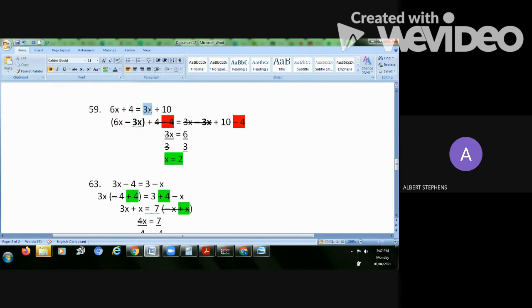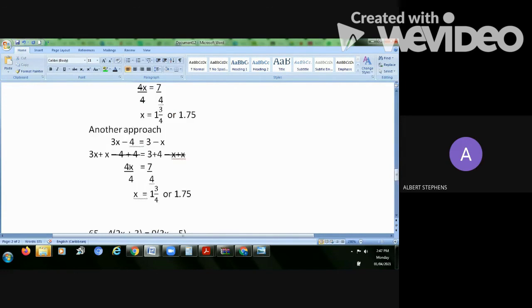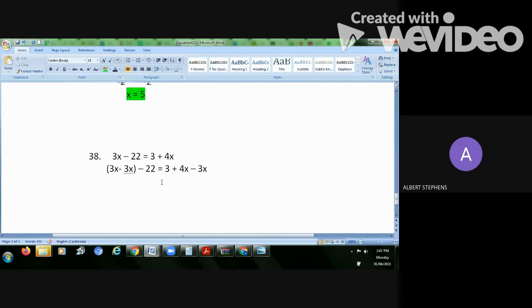I want this 3x to be on the left hand side, so I get rid of this 3x on the right hand side. But I don't want this 4, because I don't want any number beside x. I want x alone. So I get rid of the 4 on the left. But because I want x to be on the right, I am going to get rid of this 3 here. To get rid of 3, I subtract 3 on the right. If I subtract it on the right, I have to subtract it on the left.